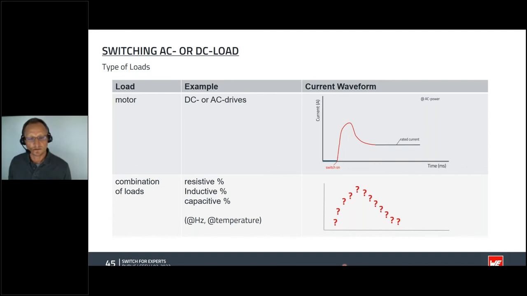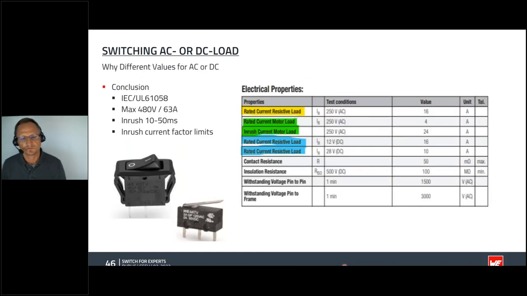Over and above that, you might consider inrush current limiting solutions like NTC solution or load switching ICs, or what is most appropriate for you. So that's bringing us back to the first slide of the chapter now. And now we know what is behind, why it's so different between AC and DC.